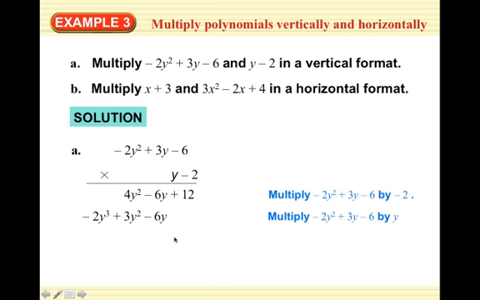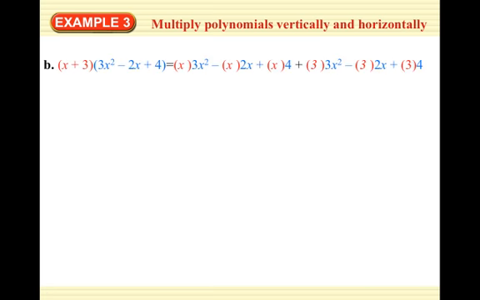And then you just add up the two products. You combine like terms. So you get 12. Negative 6y plus negative 6y is negative 12y. 4y squared plus 3y squared is 7y squared. And then nothing plus negative 2y cubed is negative 2y cubed. And if you look, it's all simplified. There's no more like terms to combine, and we're done.